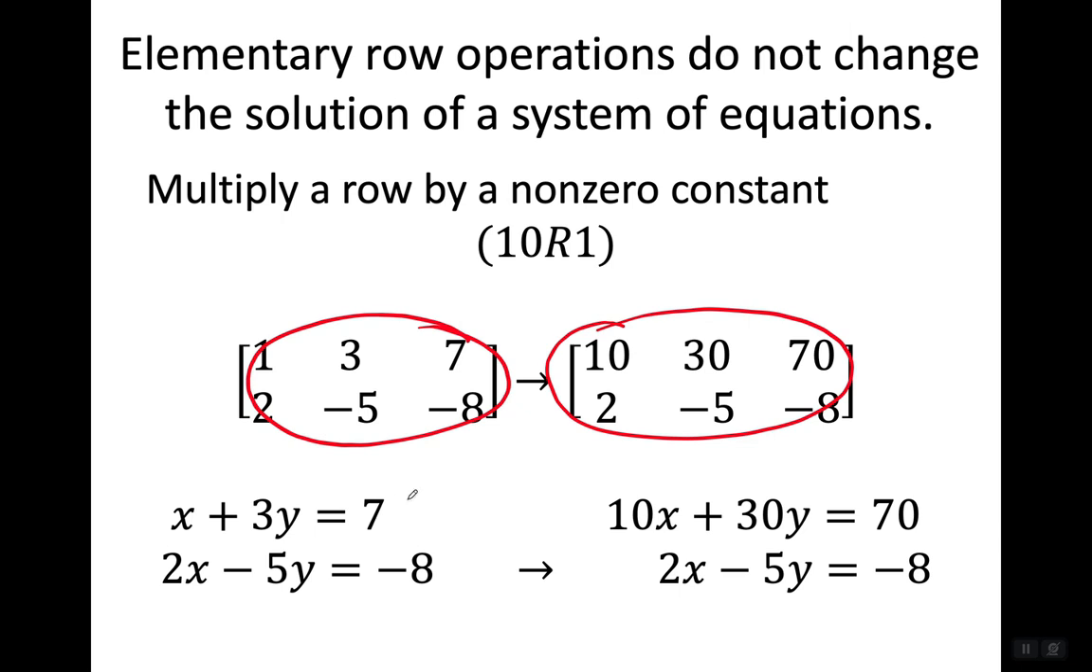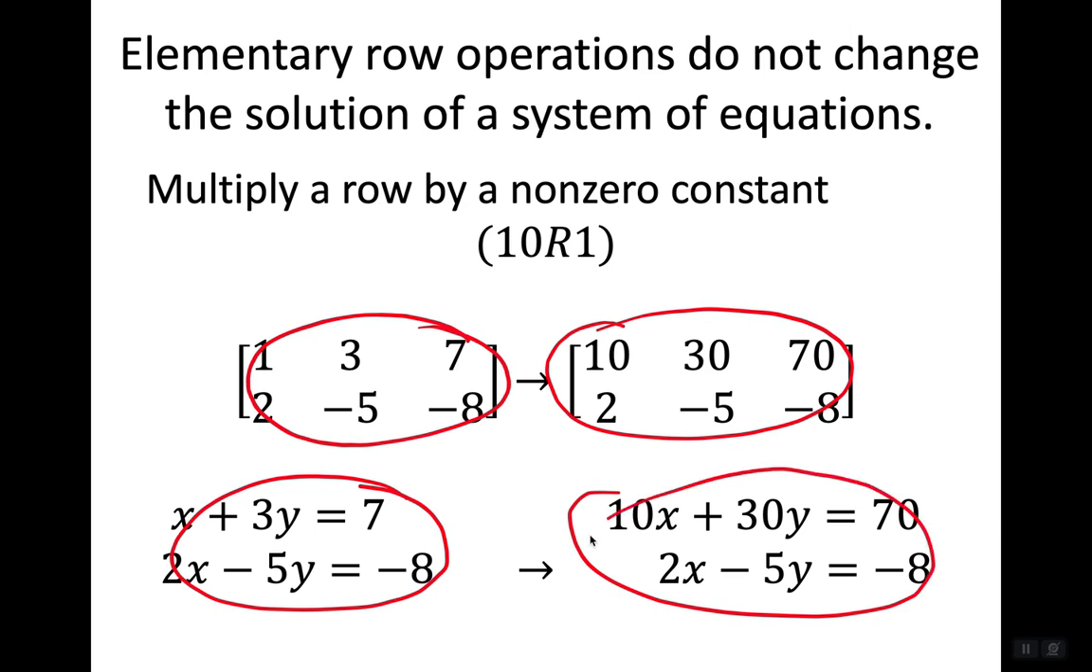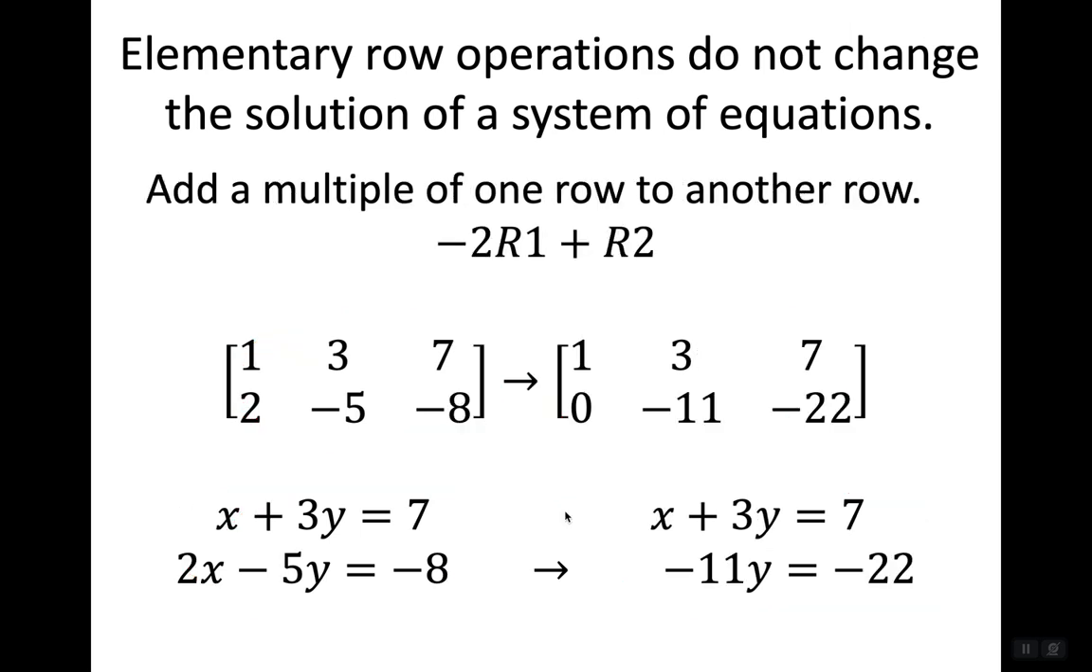That's the equivalent of taking this system of equations and replacing it by this system of equations. Well, x plus 3y equals 7 is really the same as 10x plus 30y equals 70. That's not going to affect the solution to a system of equations. So multiplying a row by a non-zero constant has no impact on the solution.